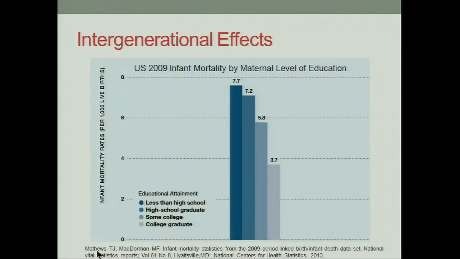For one thing, there are well-documented intergenerational associations between parental level of education and child health. This here is data from the National Center for Health Statistics, and this just describes infant mortality by maternal level of education in the US. You can see that as maternal level of education increases from having less than high school education to being a high school graduate, to having attended some college, and to graduating from college, infant mortality drops dramatically.